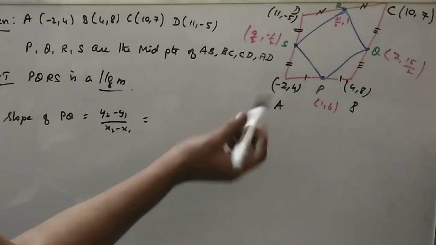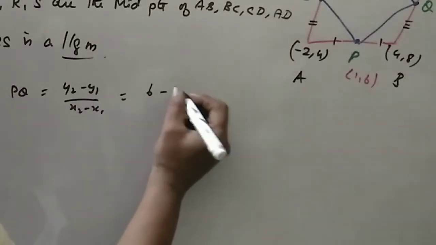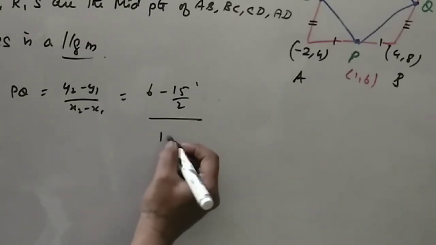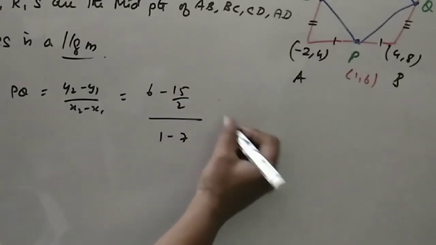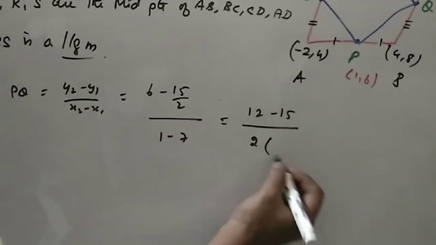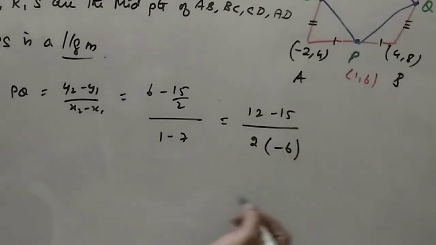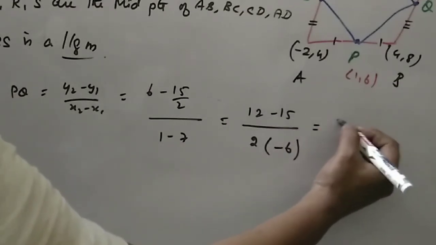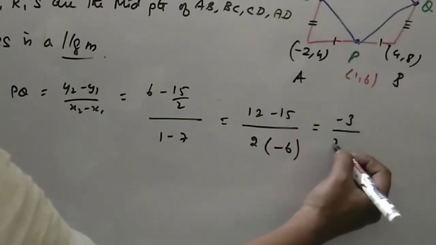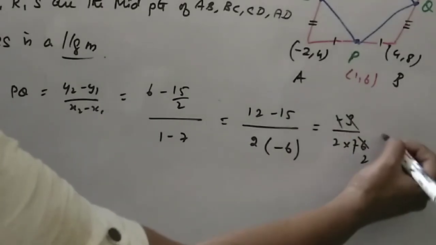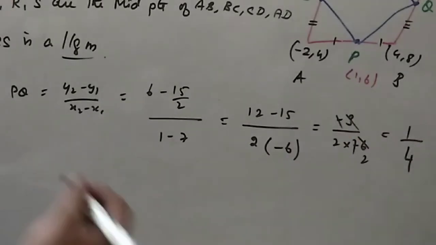So you will write (6 - 15/2)/(1 - 7) = ((12 - 15)/2)/(-6), which is (-3/2)/(-6). The minus signs cancel, so you will get 1/4. What is the slope of PQ? 1/4.